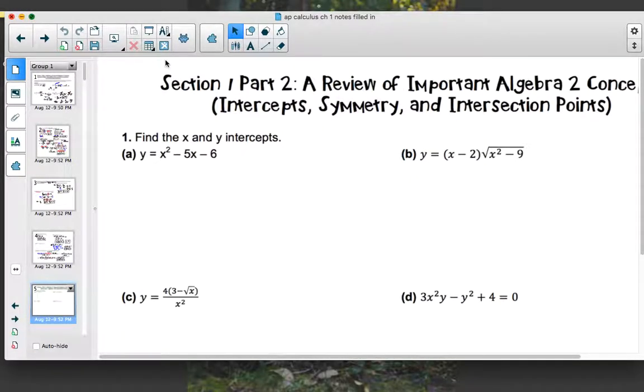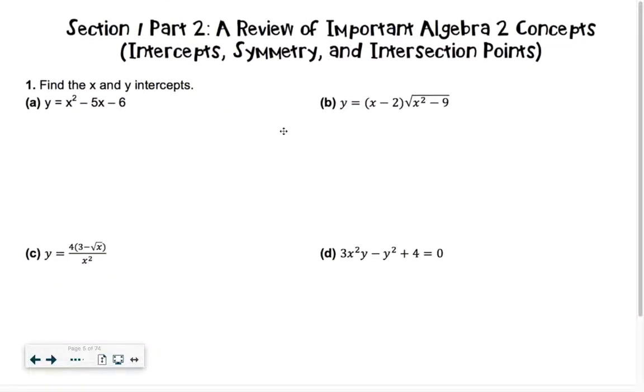So number 1 says find the X and Y-intercepts. Do you guys remember how to find X and Y-intercepts? Yeah, so an X-intercept is where we're crossing the X-axis. So any point along there, like maybe we have 5, 0, right? Something like that. Which coordinate is 0? The y-coordinate, right?